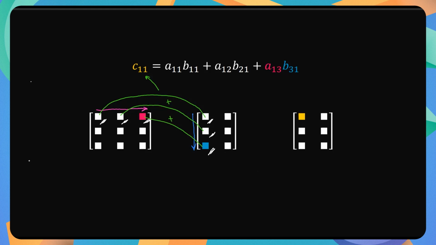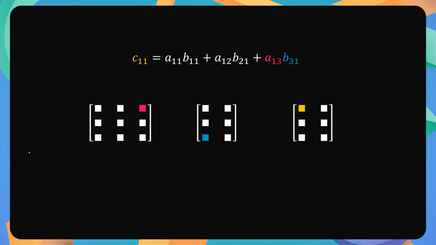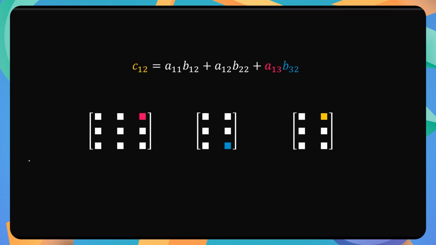So let's keep going to visually see the other products in the elements of the matrix C. So C12 is A11 and B12, added by A12 and B22, added by A13 and B32 together, which would give you this element C12 over here. So again, notice that you are again going horizontally and vertically.